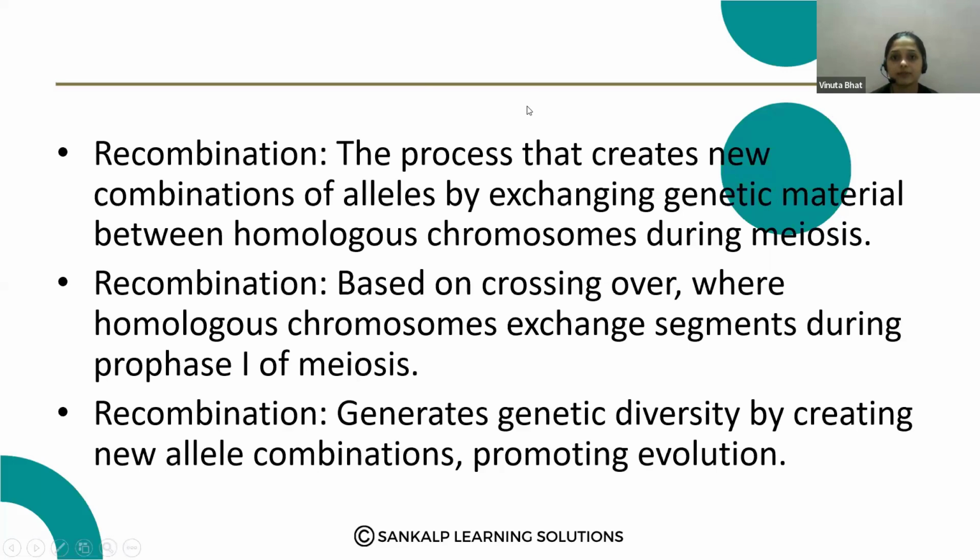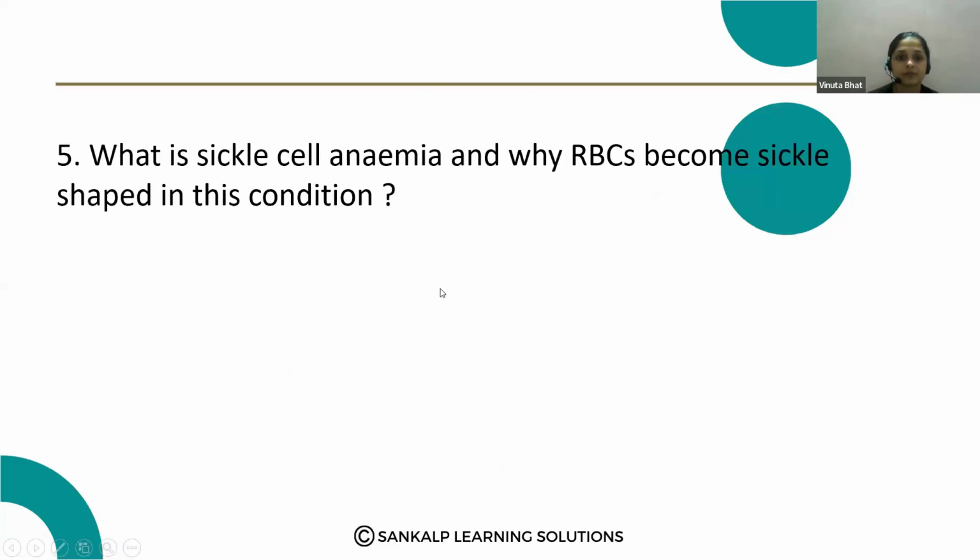Next question. What is sickle cell anemia and why do RBCs become sickle shaped in this condition? So read the question properly. This is a 2-mark question. What is sickle cell anemia and why do RBCs become sickle shaped in this condition?